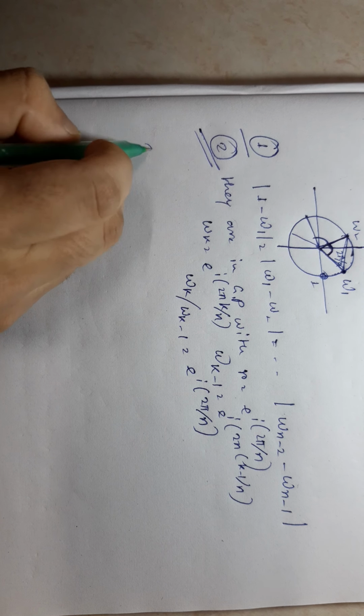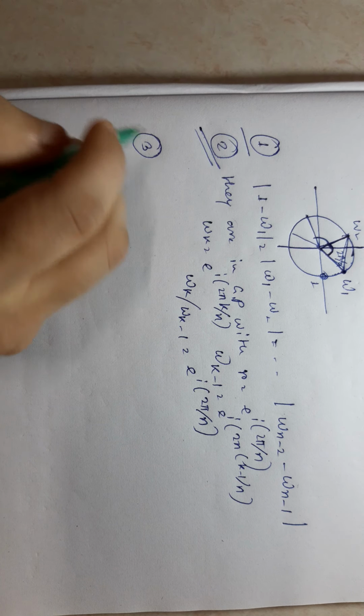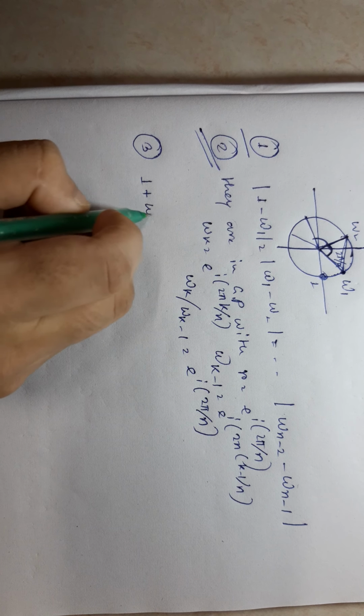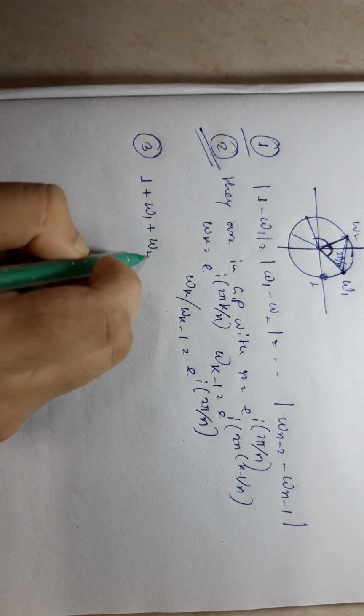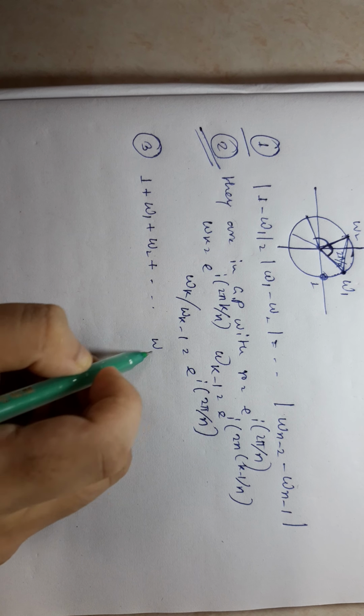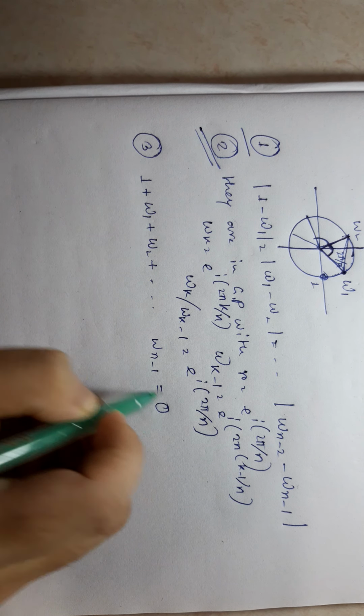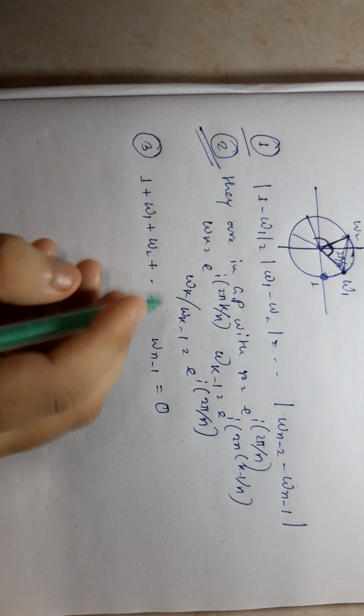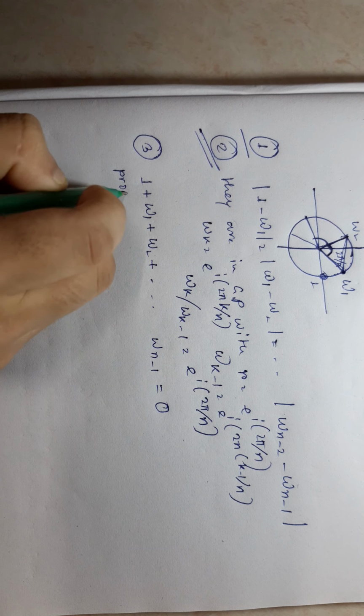And what is the third property? The third property is that the sum of these roots, like 1 plus omega plus omega 2, dot dot dot, plus omega n minus 1, is equal to 0. Okay, and how can we prove that? The proof is very simple.